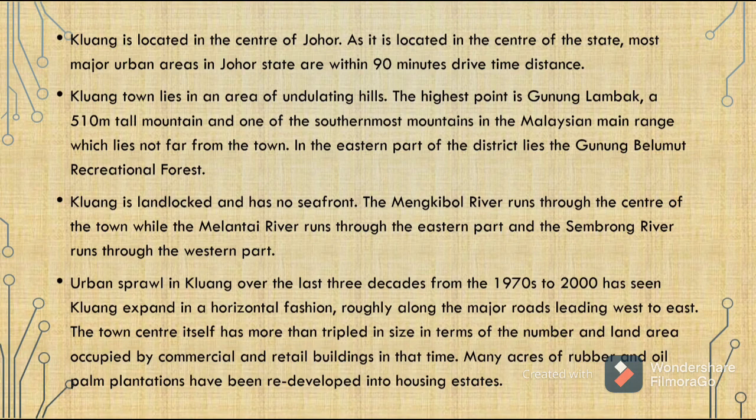Urban sprawl in Kluang over the last 3 decades, from the 1970s to 2000, has seen Kluang expand in a horizontal fashion roughly along the major roads leading west to east. The town center itself has more than tripled in size in terms of the number and land area occupied by commercial and retail buildings in that time. Many acres of rubber and oil palm plantations have been redeveloped into housing estates.